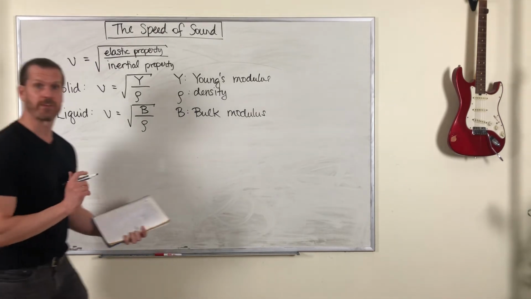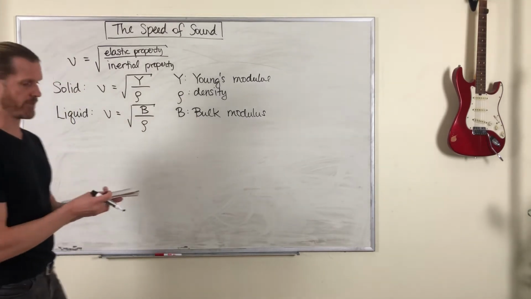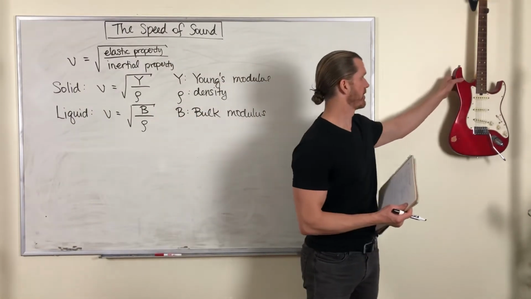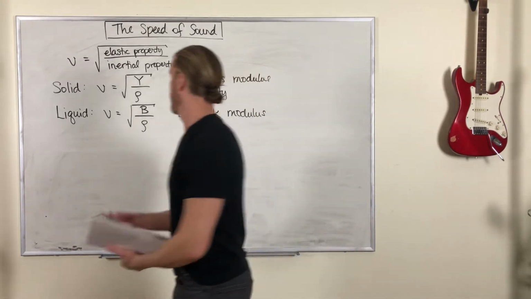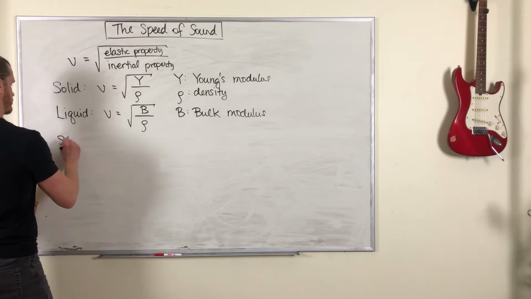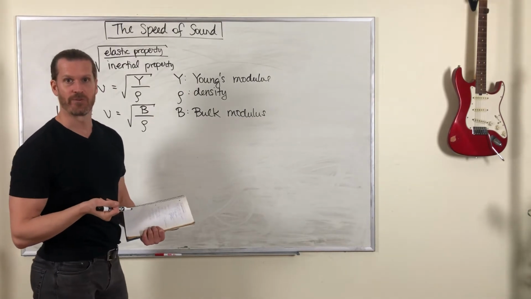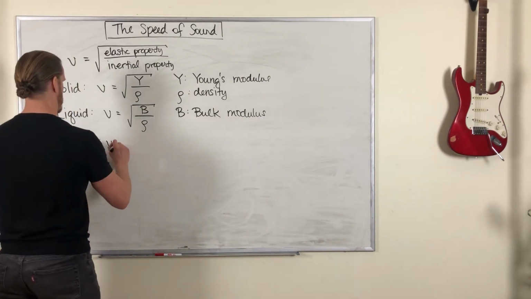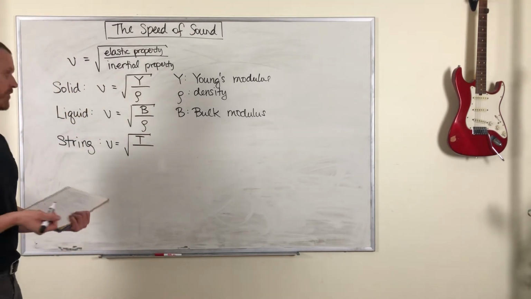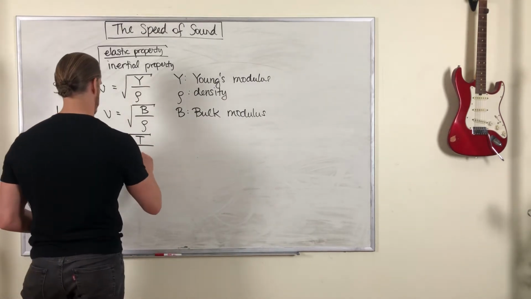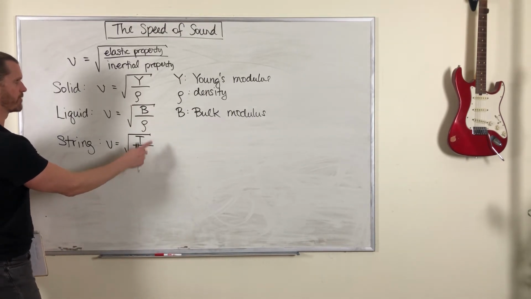Two other common applications that we'll be using in this class that you see quite a bit in physics are when you have a string under tension, like a guitar string. How fast does the wave travel back and forth in that string? Well, for strings, the elastic property that's important is the tension. And the inertial property that's important is the mass density, the linear mass density, and we use the Greek letter mu for that.